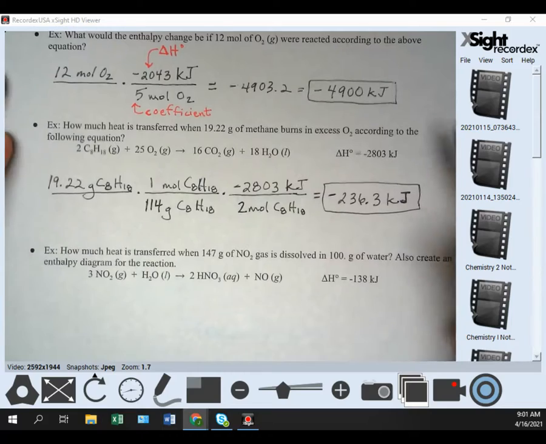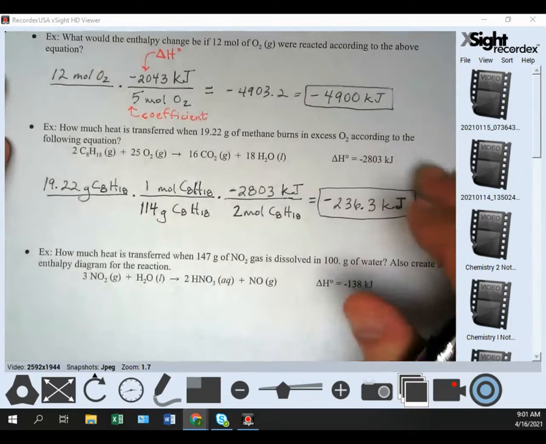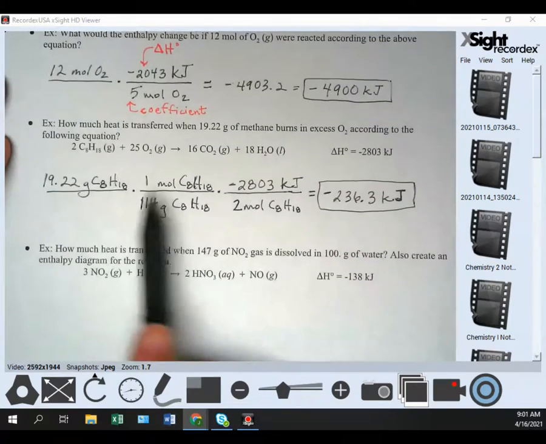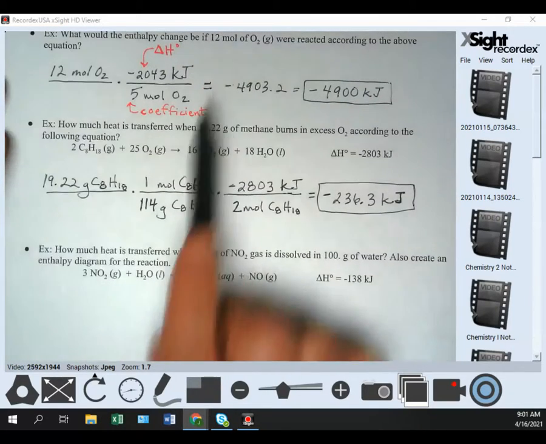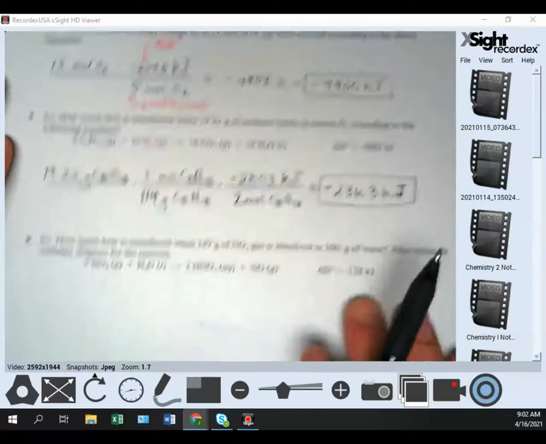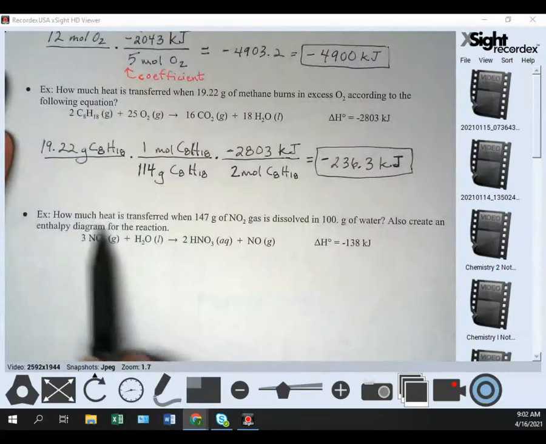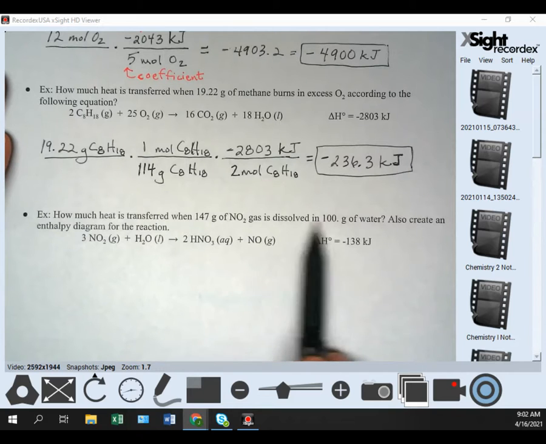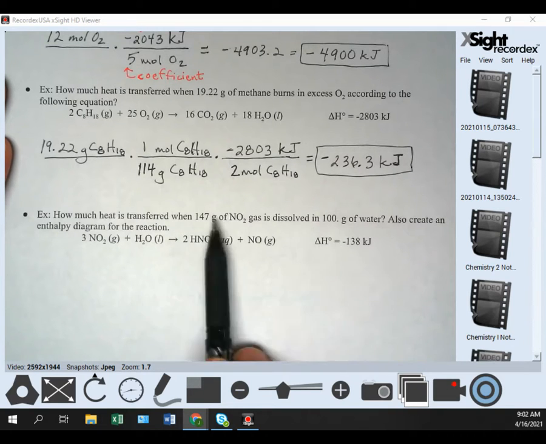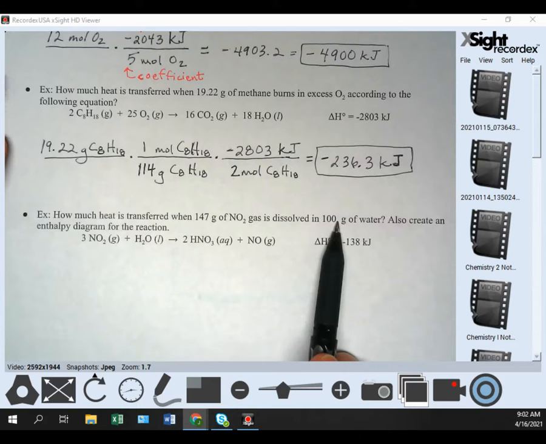So on ones like the first two examples that we did, we know what the limiting reactant is because they're only giving us one thing, right? In the third example, how much heat is transferred when 147 grams of NO2 gas is dissolved in 100 grams of water? We don't know the limiting reactant.